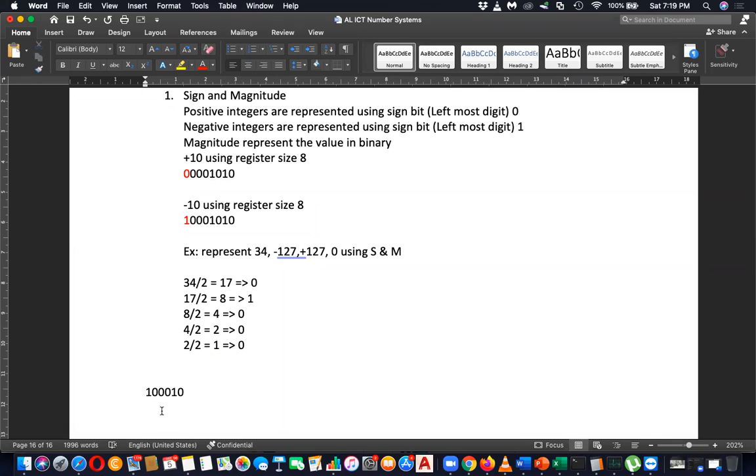But you need to represent this using 8 bits. Here, how many bits do you have? 1 2 3 4 5 6, and you need 2 more, 7 8. And the first bit is for the sign.